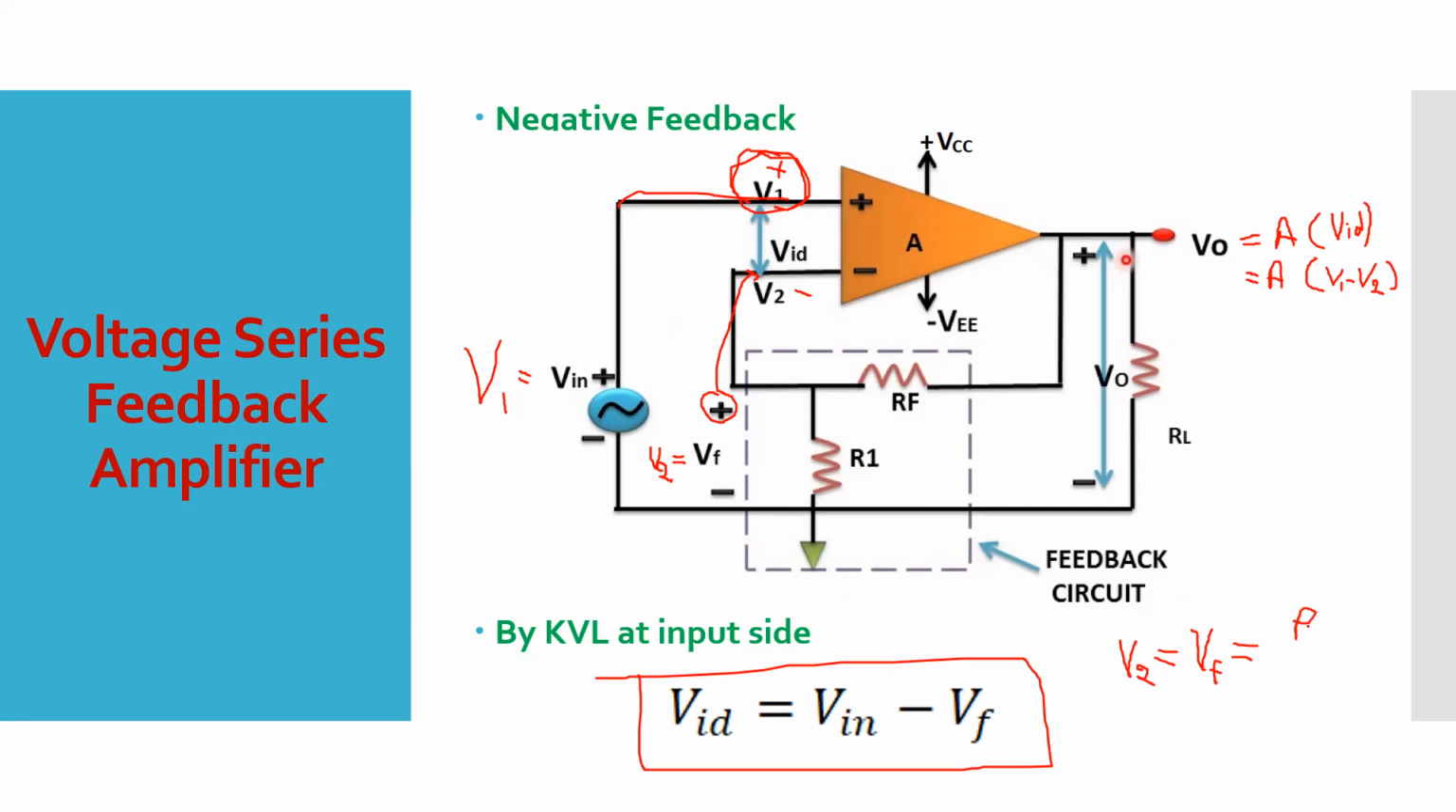VF is equal to R1 divided by R1 plus RF multiplied by V0. Why did you forget this thing? It is the output of your feedback circuit, isn't it? Right? This whole thing is going to be multiplied by V0. Can you understand this, everyone? So this is what your V2 and V1 are. How this equation comes, can you all understand this or not?